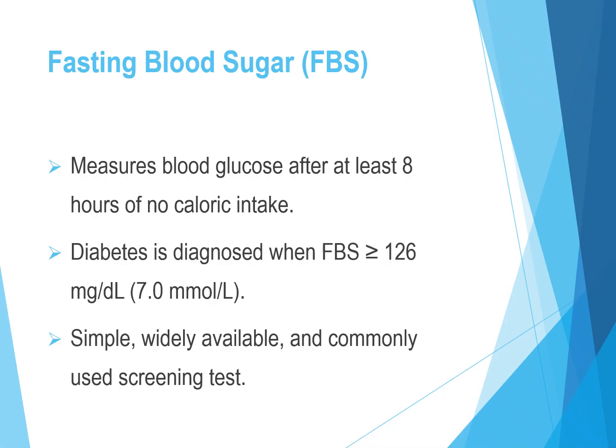You might then wonder, if fasting plasma glucose is so useful, why do we need additional tests? The limitation of FBS is that it reflects glucose levels at only one point in time. Some individuals may have normal fasting glucose but experience significant post-meal hyperglycemia. In such cases, fasting plasma glucose alone may fail to detect early diabetes.